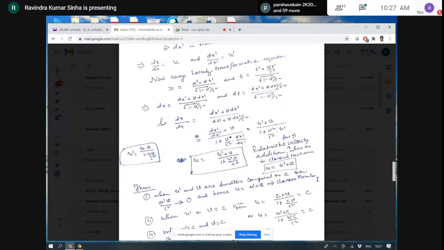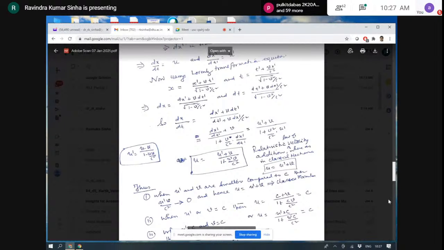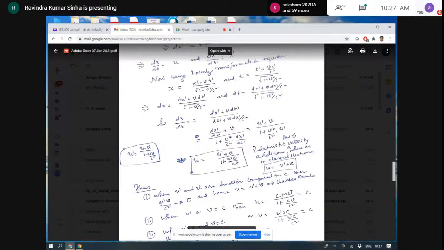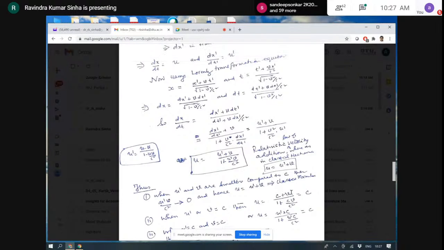Now let's say u dash or v is equal to c, any one of them. Let's say the train is moving with velocity v and your friend is running there with velocity c. It is impossible with today's knowledge, but just for an assumption, what will happen? Classically, you will have a c plus v velocity.